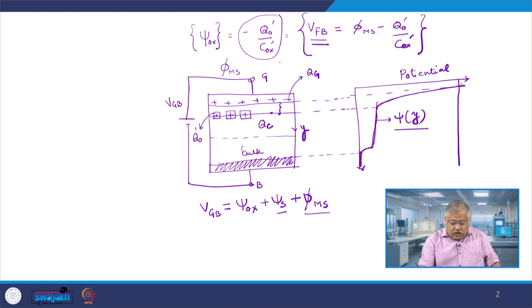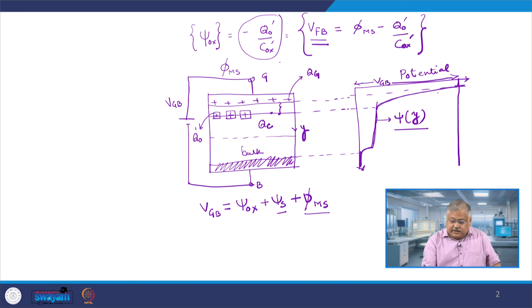Because once it reaches the edge, it will again go on rising. Why? Because it sees a metal at the top, and therefore we define this to be my VGB, gate to bulk. So this all gate to bulk is now being divided into three parts.